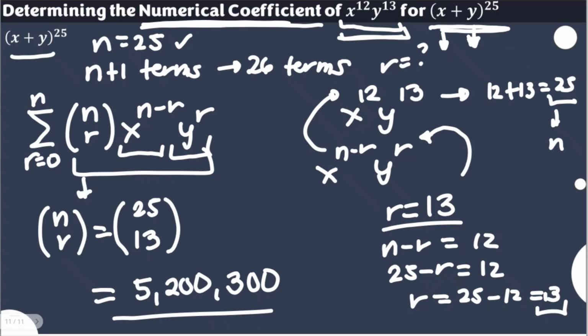But this time, the result here is that the numerical coefficient of x to the power of 12, y to the power of 13, with n equal to 25 and r equal to 13, is 5,200,300.